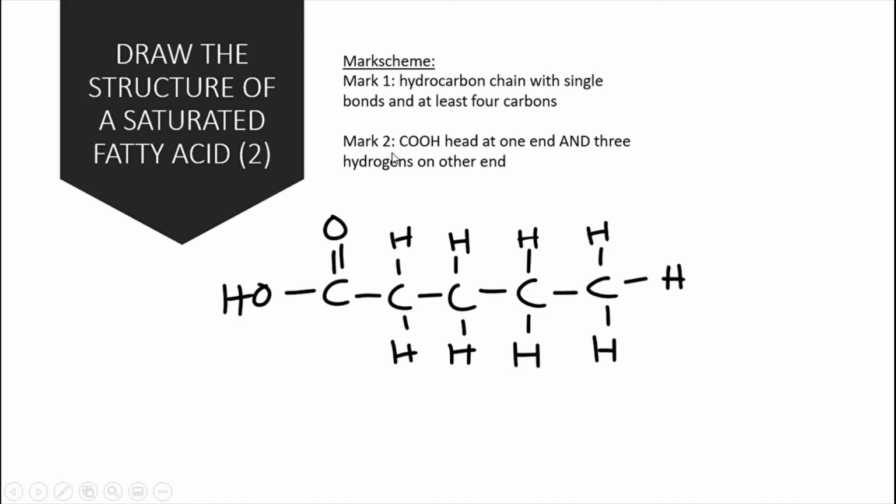And then the second mark is awarded if you have a carboxyl at the front. So this C double bonded to an O, single bonded to a hydroxyl, and then 3 hydrogens on the other end. If you have both of those things, that will get you the second mark. If you only have 1 or none of those things, then you don't get that second mark at all. Now this comes from a previous paper, and this was the mark scheme that was actually used for that paper, and it was quite brutal. In order to get those 2 marks, you need to make sure you meet all these criteria.